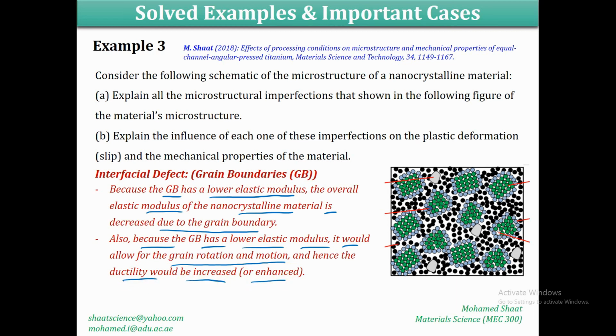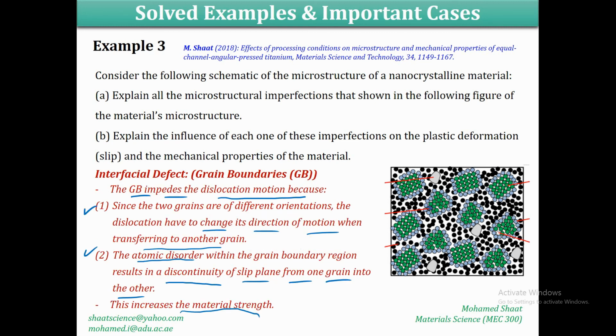So using this nanocrystalline structure is a good thing. This is a very interesting observation: because of the nanocrystalline material, we can achieve enhancement in both the strength and the ductility. The strength of a nanocrystalline material increases because of what? Because, as we mentioned, because of these imperfections, the grain boundary works like an impedance to the dislocation movement.